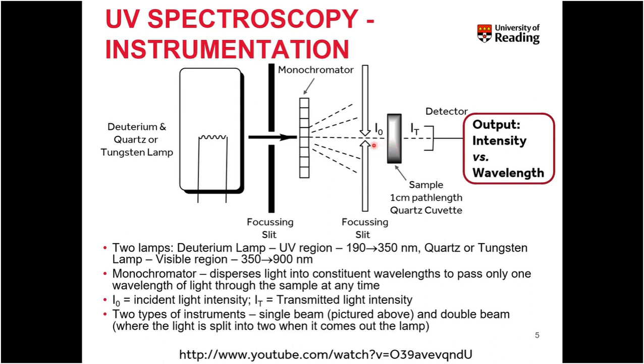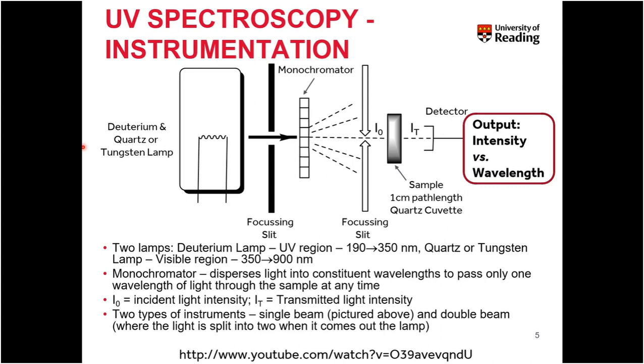So we take our light that goes in, so our incident light, and then out the other side of the sample we get our transmitted light, which is called IT. This light enters into a detector where the intensity of the transmitted light is compared to the intensity of the incident light. And this is what gives you your absorbance reading. So we get an output of intensity versus wavelength. And because we can move the monochromator, we can scan through lots of different wavelengths very quickly.